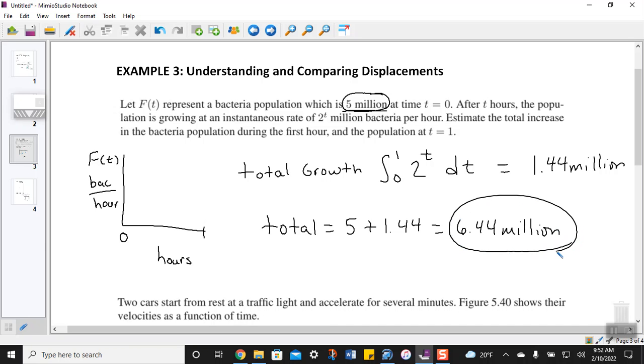Now, if I wanted to know the average growth in the first hour, you would have divided by a distance of 1, which would have still been 1.44. But the key word you're looking for is average. If you don't see average in there, you're not dividing. If you see average in there, you're dividing. All right, more about area and displacements. This next example is critical.